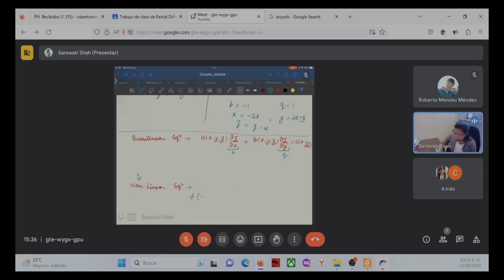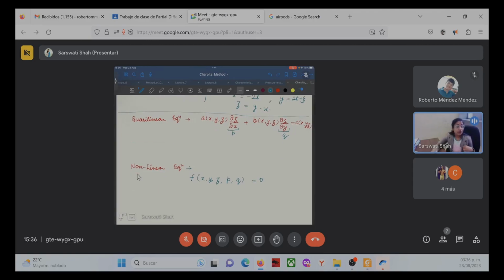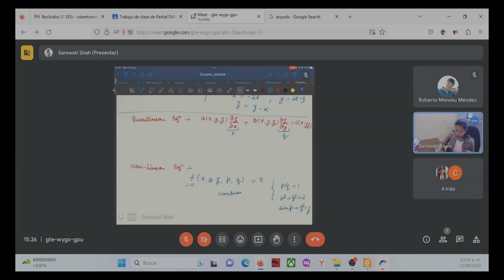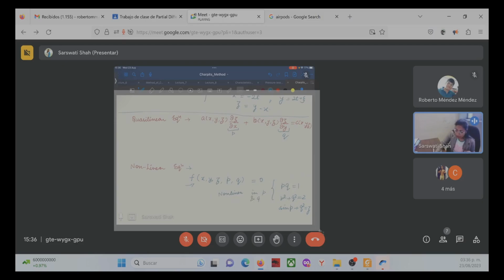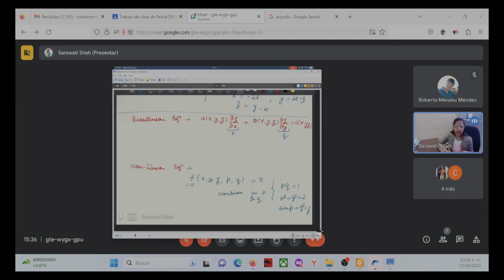We simply write it as F of x, y, z, p, q equals 0. Why do we write it in a function form? Because we don't have a specific form for the nonlinear equation. A nonlinear equation may look like this, or like this, or like this. So that's why we are expressing it in a general form, that it will be non-linear in P and Q.